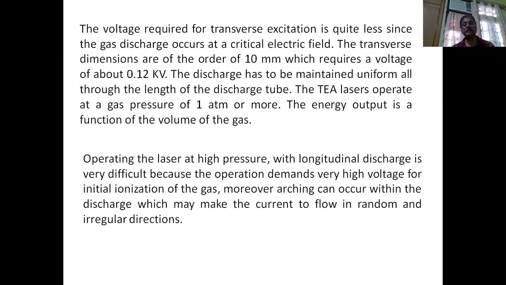Operating the laser at high pressure with longitudinal discharge, as in the previous case, is very difficult because the operation demands very high voltage for initial ionization of the gas. Moreover, arcing can occur within the discharge, which may make current to flow in random and irregular directions. Because if the electrodes are placed far away, then the electric lines of force at the ends at the electrodes may be distorted, and therefore the force on the electrons there may be in random directions, making current to flow in random and irregular directions, an undesirable effect that will be there.